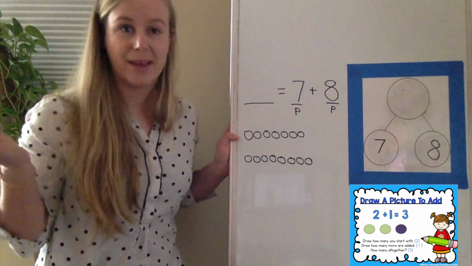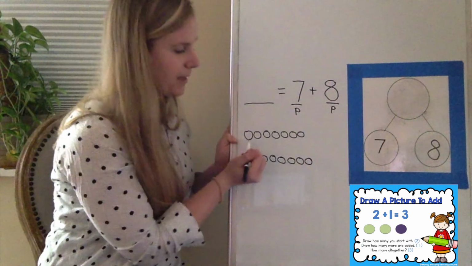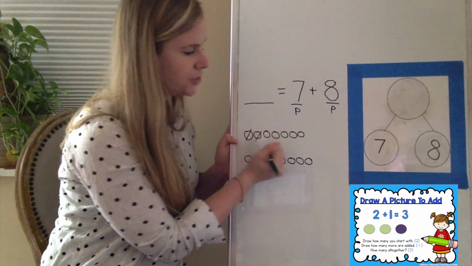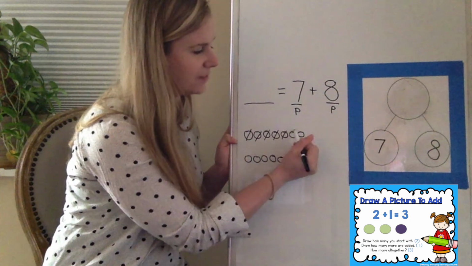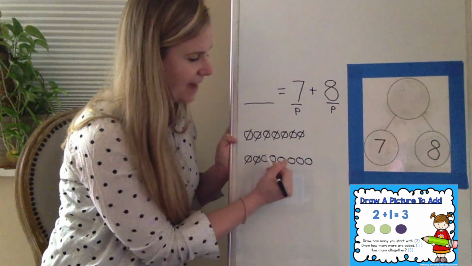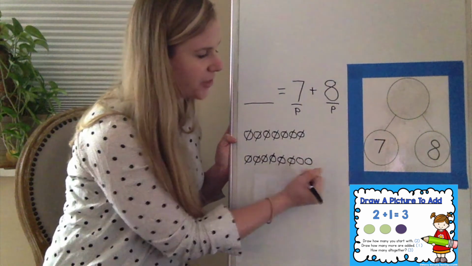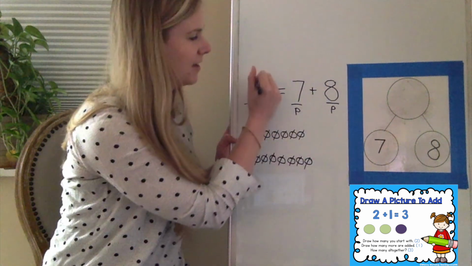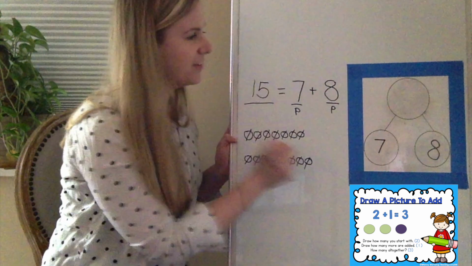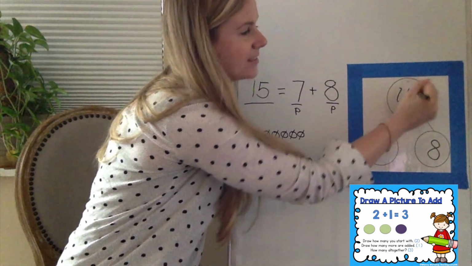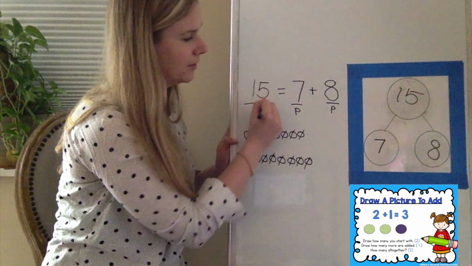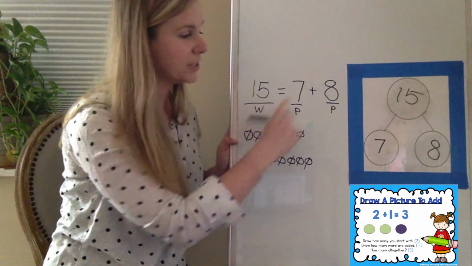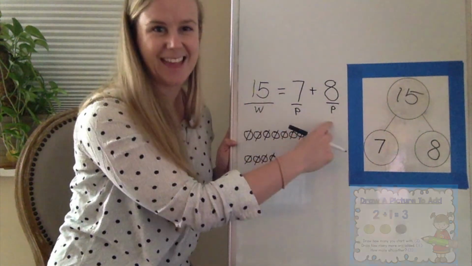Now, how many altogether? Count with me, get ready, go. 1, 2, 3, 4, 5, 6, 7, 8, 9, 10, 11, 12, 13, 14, 15. The answer is 15. That's our whole. 15 equals 7 plus 8.